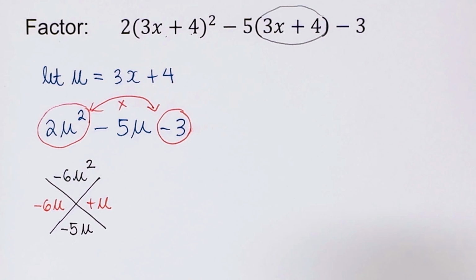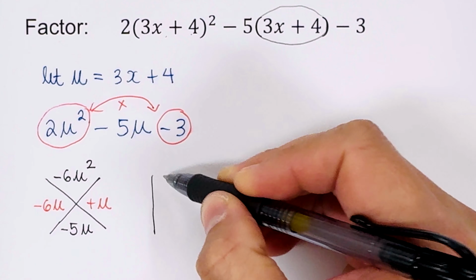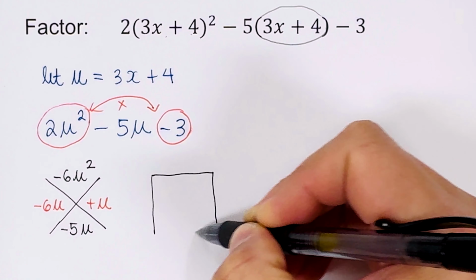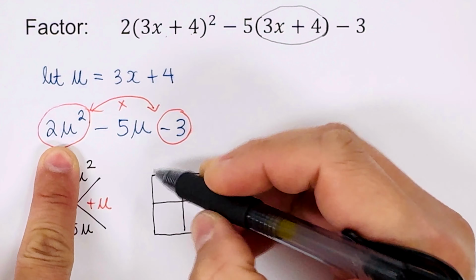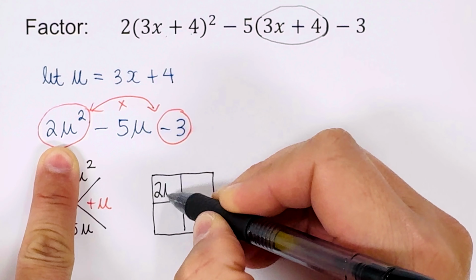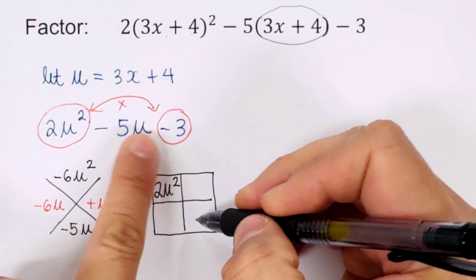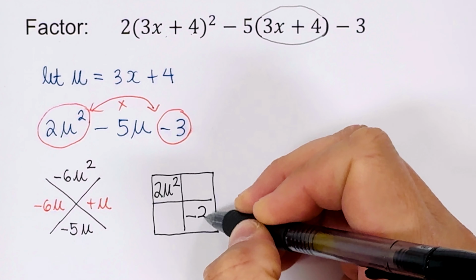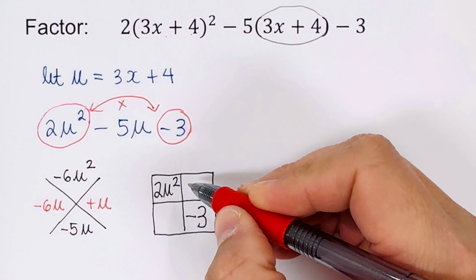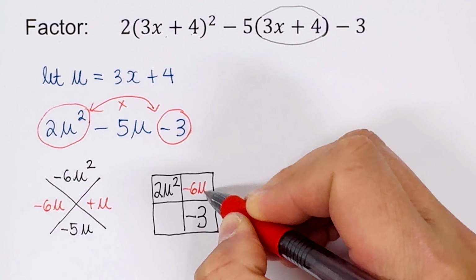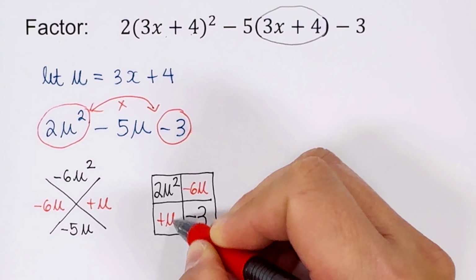So the next step that I need to do is to fill in this box with values from the given expression. So this one is going to go up here. So that's 2u squared. The last term is going to go to its diagonal, negative 3. These red factors, you can put them anywhere. So I can have negative 6u here and the positive u down here.